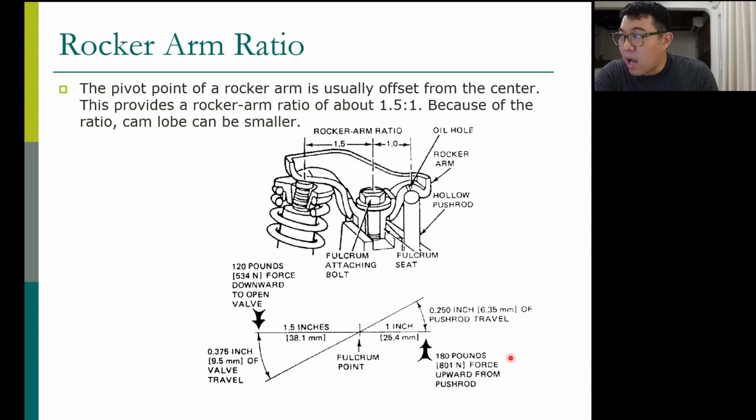If you use a rocker arm, there is one benefit, which is you can create a rocker arm ratio. Rocker arm ratio is the ratio between this side of the rocker arm and this side of the rocker arm. You have this ratio more than one, from the valve side to the cam lobe side. Basically your camshaft or cam lobe can be smaller because you can increase the lift using this rocker arm ratio.